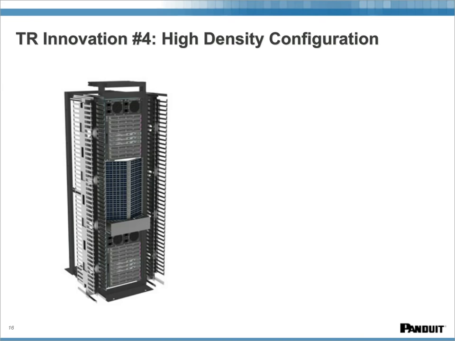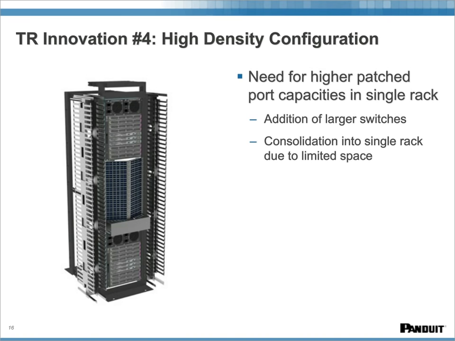Now let's take a look at a little bit of a tougher problem. And this is our number 4 solution, which is the high density configuration. Now, you might need a high density configuration where you not only have a couple large chassis switches, as we see, but you might need to incorporate all of the patching for those switches in one rack for one reason or another. Maybe you need to temporarily add a large switch for a cutover, and you only have one rack to do it. Or maybe, just due to your limited space, you've got to consolidate all this equipment into a single rack.